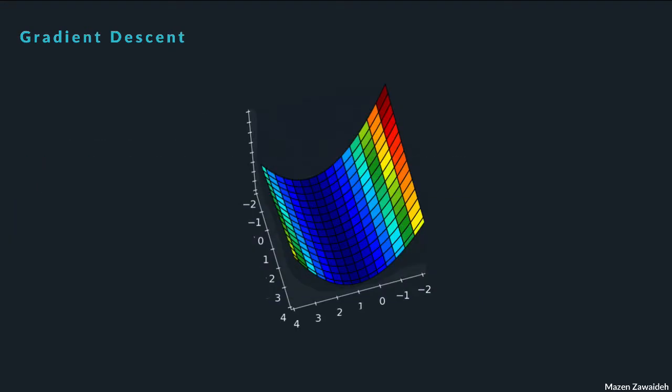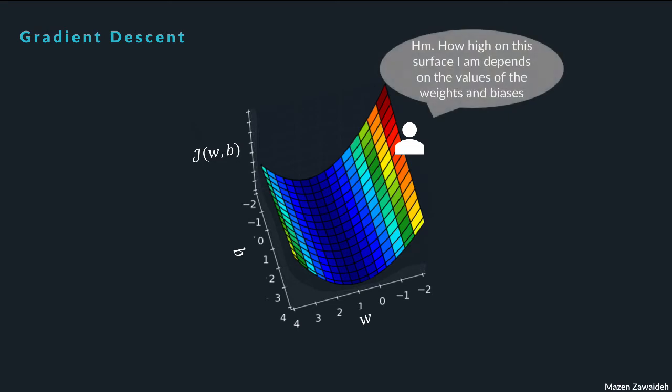Let's begin by transporting ourselves to this three-dimensional space. Imagine yourself standing at the top of this surface. Your coordinates in this space are indicated by W, B, and J. J represents the value of the cost function for a given W and B. Note that the value of J indicates how high you are on the surface.